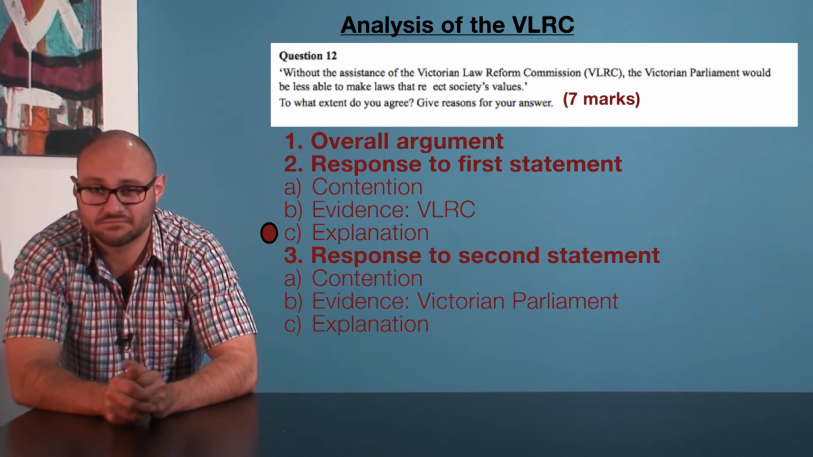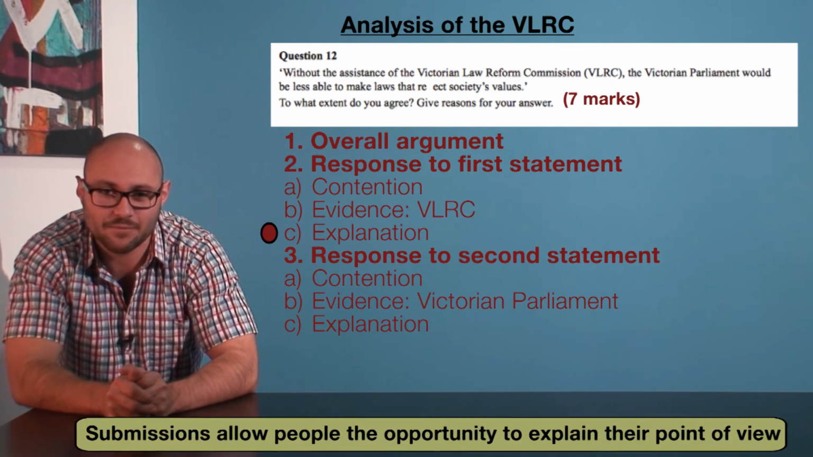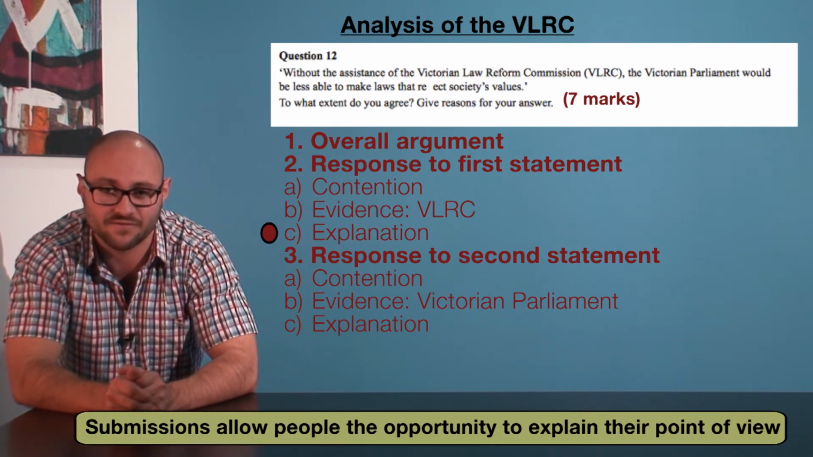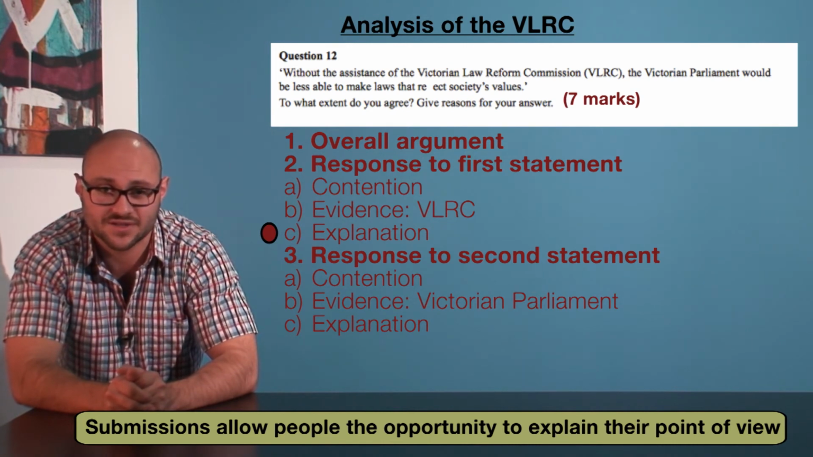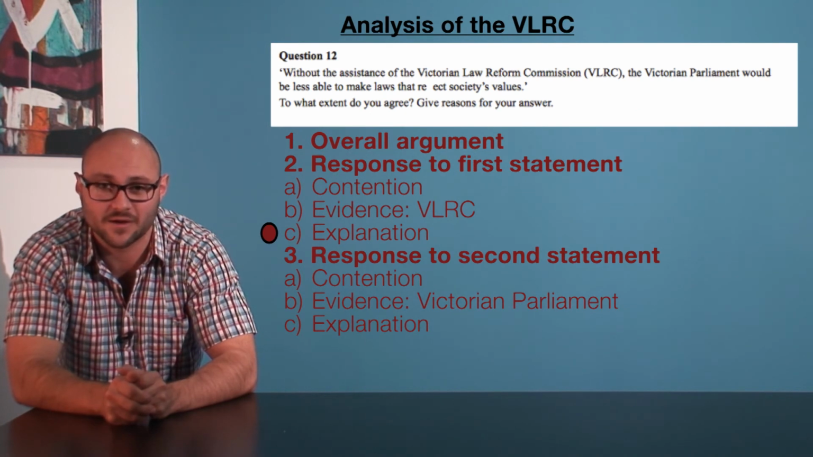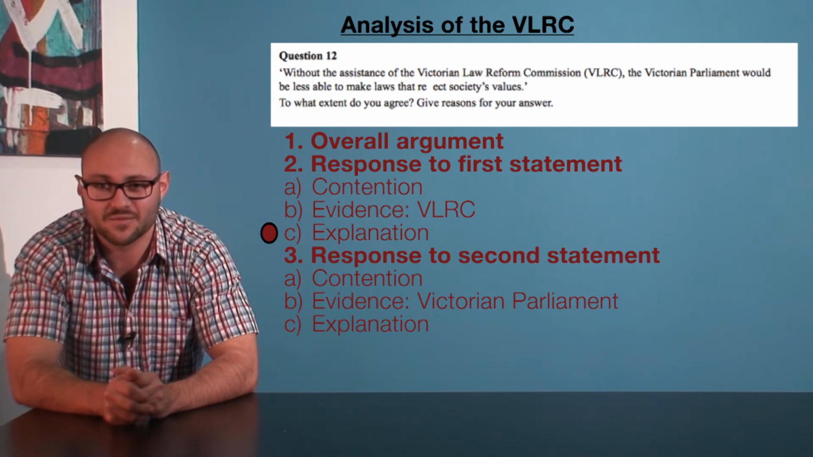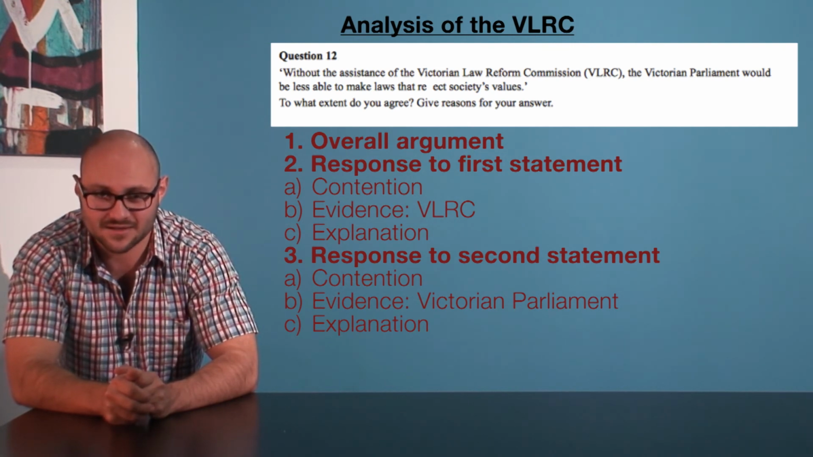We could say that gauging public opinion through submissions helps the VLRC determine what recommendations it will make to the Attorney General. Furthermore, submissions allow people the opportunity to explain their point of view. The VLRC doesn't just discover whether people are in favour of a certain change to the law, it discovers why certain people support the change. The VLRC's input, therefore, might be vital since it goes beyond polls and statistics and looks in depth at public opinion. We're now done with the first statement and move on to the second.